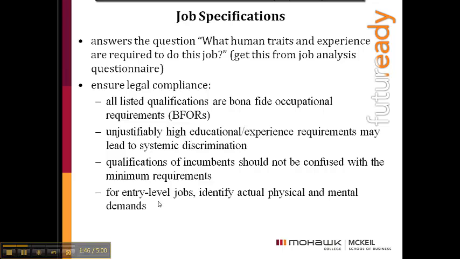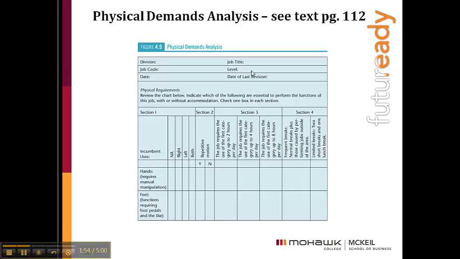And sometimes for entry-level jobs, we just have to make sure that we identify any physical and mental demands that are required in the jobs. So now if we have a look, in your text they talk a little bit about physical demands analysis, and I picked this screenshot from your textbook. Most HR people will do what we call a physical demands analysis so we can get a better idea of the working conditions associated with the job.